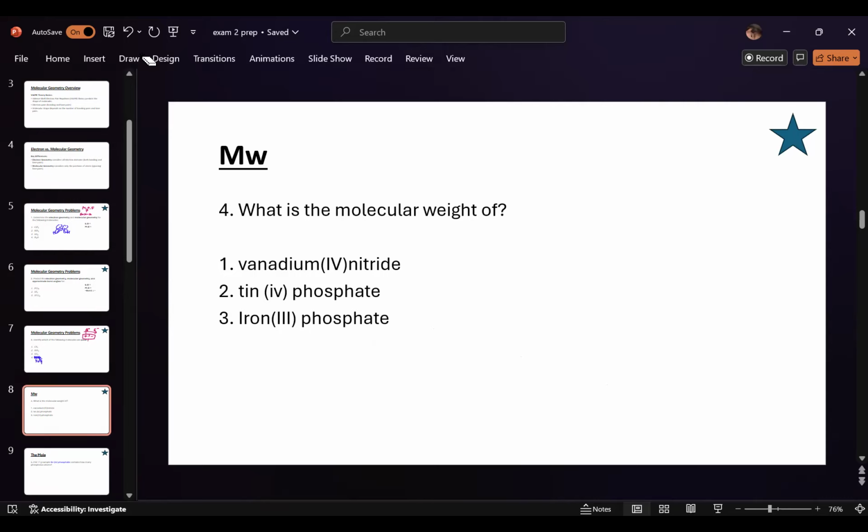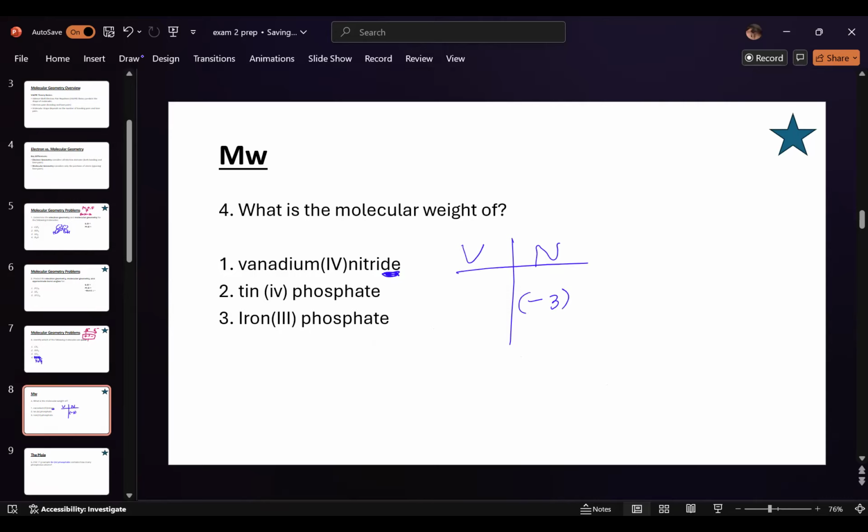So first you have vanadium 4 nitride. You have to realize that this is not nitrite. This is ide. All right. So it will be vanadium. We know that the symbol is V. And then we know that nitride is just nitrogen, right? The charge on nitride, let me pull up my periodic table on my phone. The charge on nitrogen would be -3, right?